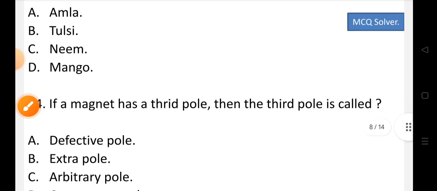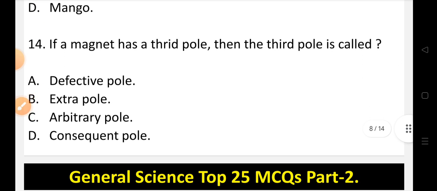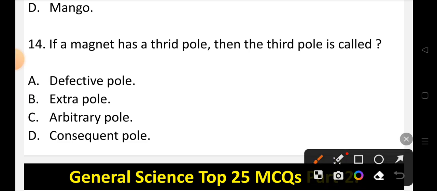Now let's move to question number 14. If a magnet has a third pole, then the third pole is called, options are option A defective pole, option B extra pole, option C arbitrary pole, or option D consequent pole. So if a magnet has a third pole, then the third pole is called, the correct option is option D, that is it is called as consequent pole. So D is the correct option.